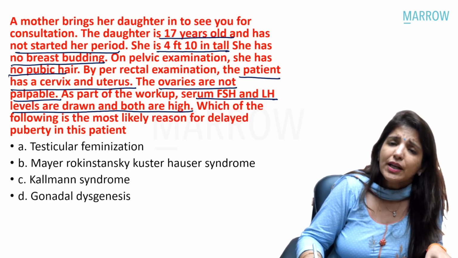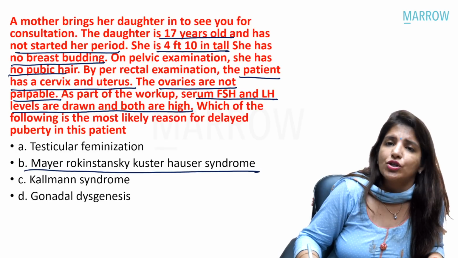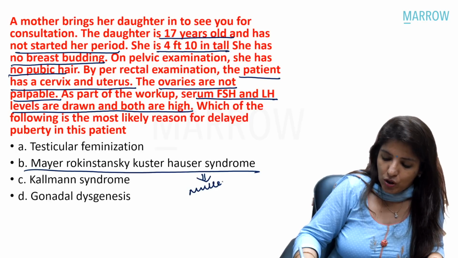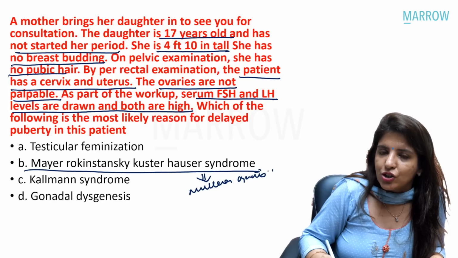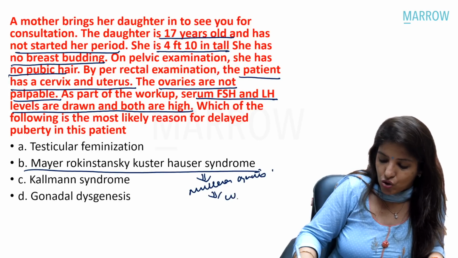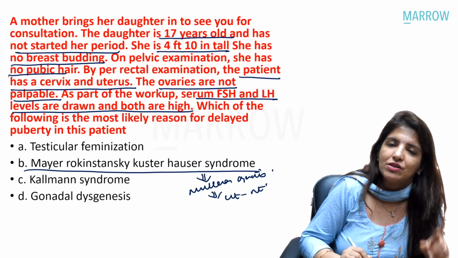Now tell me. Let's talk about Mayer-Rokitansky-Kuster-Hauser syndrome first. In case of MRKH syndrome, which is Mullerian agenesis, is this a case of Mullerian agenesis? No, it cannot be. Why can it not be? Because in Mullerian agenesis, uterus is absent. Right? In this case, uterus is present, number one.